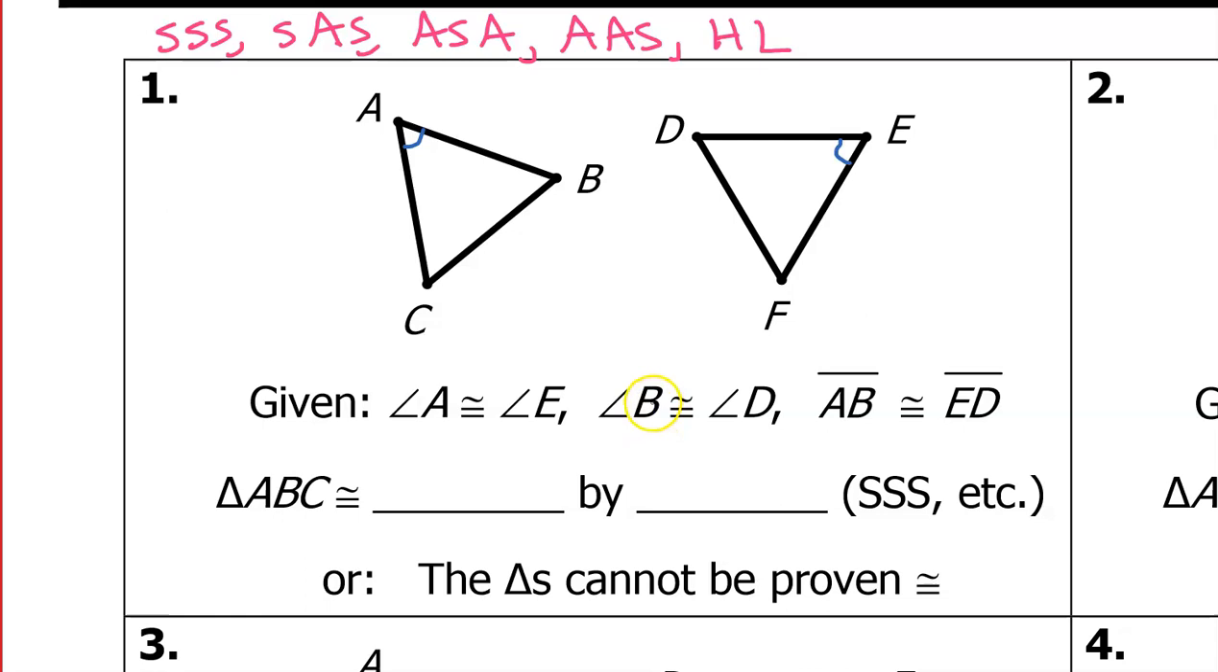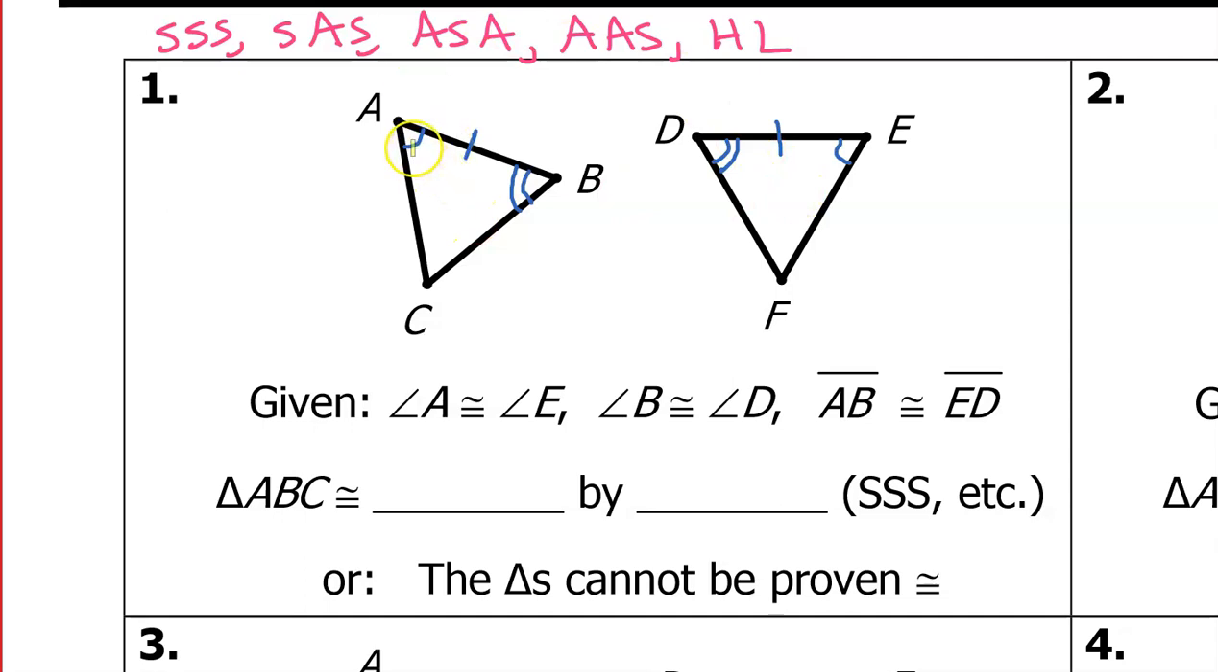Next, we are told that angle B is congruent to angle D. So let's use a double swoop to mark angles B and D. And then finally, we are told that side AB, which is right here, is congruent to side ED, which is here. So which of these five reasons will prove that these two triangles are congruent?